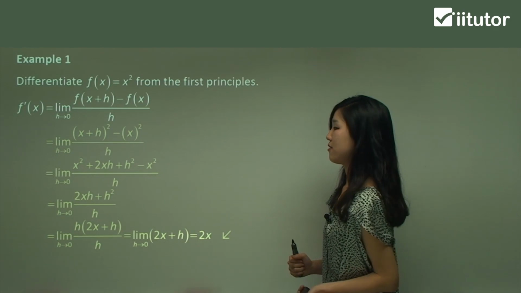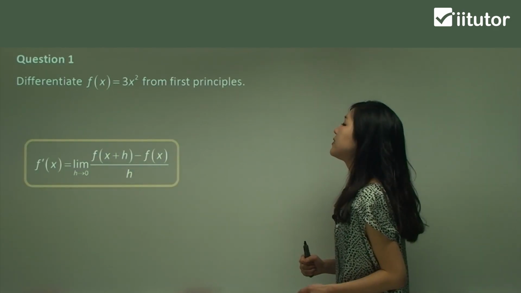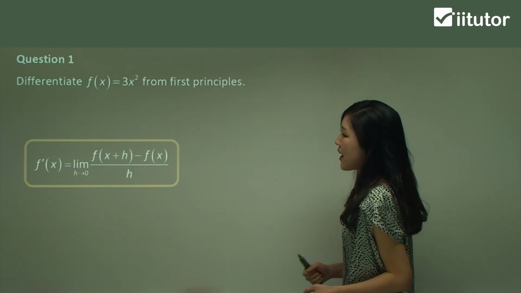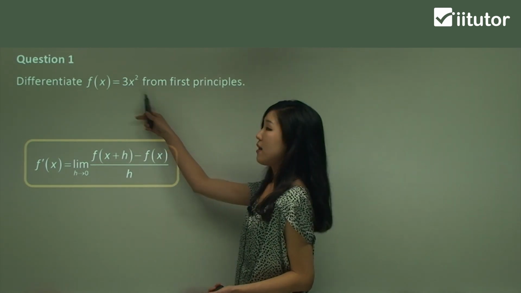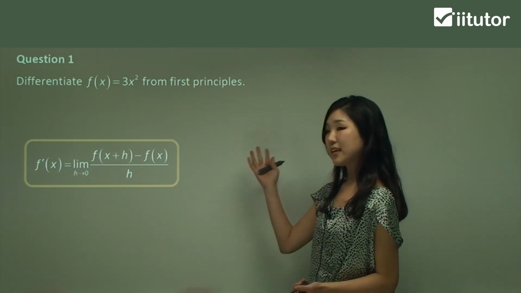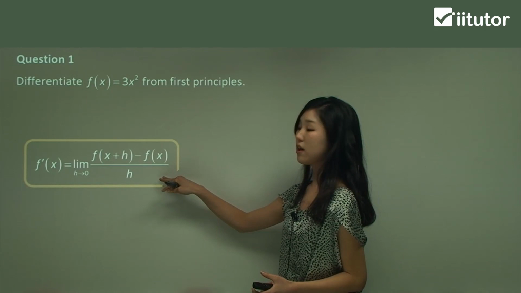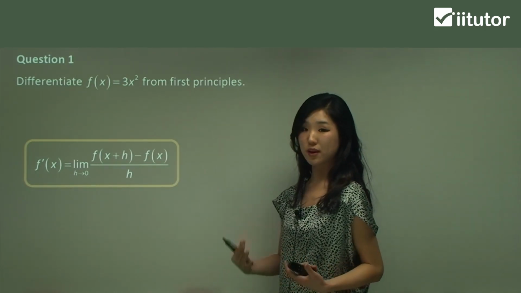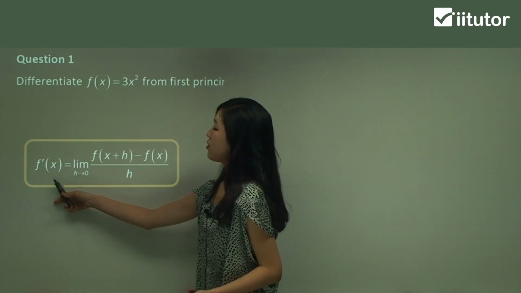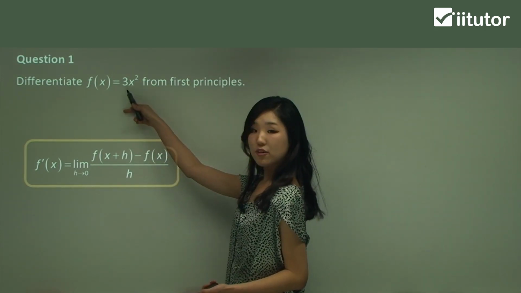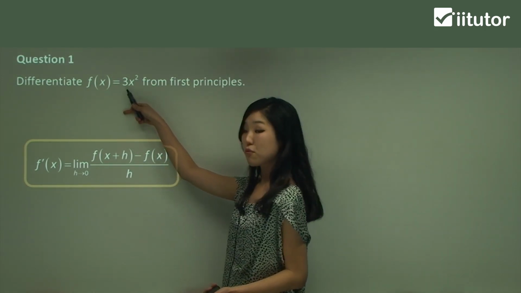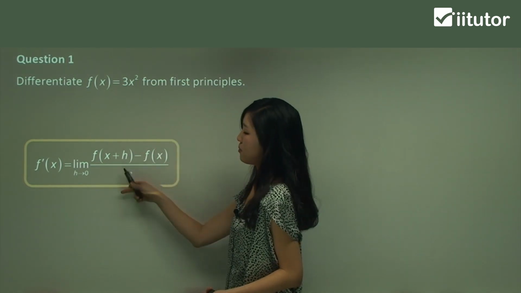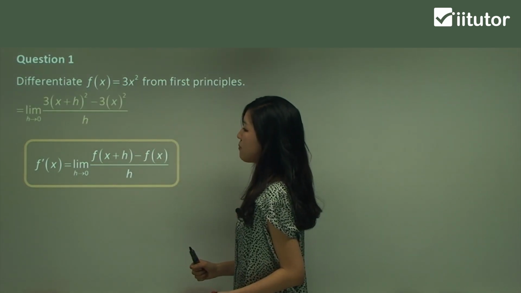Let's move on to some questions similar to this. Question 1 says differentiate f(x) equal to 3x squared from first principles. Again, it says first principles, so I'm going to use my first principles notation, this one here. Trying to memorize as we go. Again, I'm going to use this with this function, which this time is 3x squared. So let's apply it onto here. It's going to be something like this.